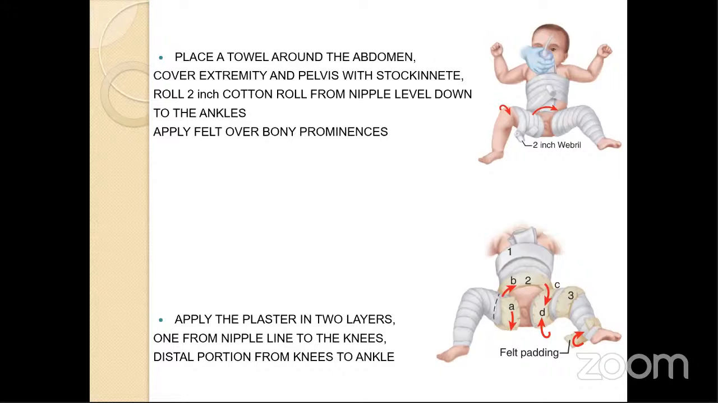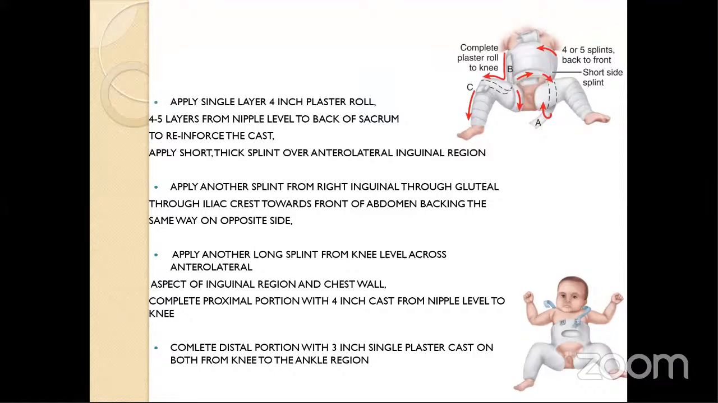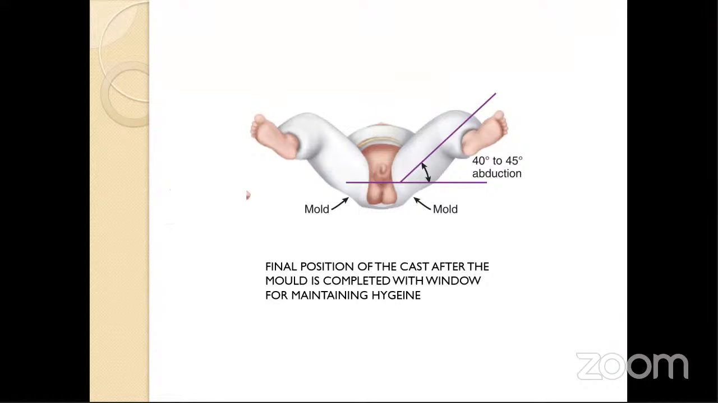And then you come down from there, apply felt over the bony prominences additionally, and you apply the plaster typically in two layers. One is from the nipple line to the knees, and then the distal portion below knee. A single 4-inch roll you can start with from the nipple to the back of the sacrum. Use small slabs to reinforce, and then round the inguinal region to the gluteal region, and always mold on the gluteal region. So this is an example.